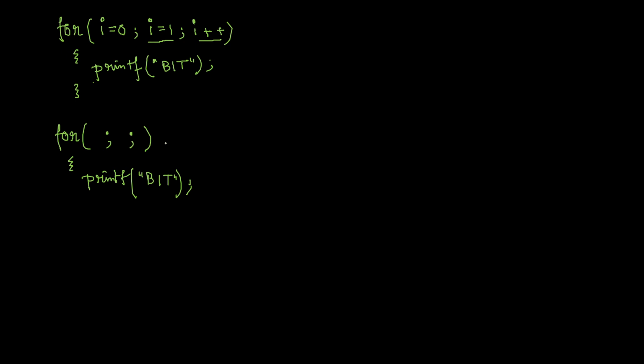Now let's make it a little bit different. For example, as we have discussed, in general we write a for loop something like this: I equal to 0, I less than n, I plus plus, or I minus minus, whatever, doesn't matter. And there is some statement, say printf bit.